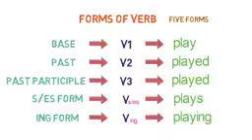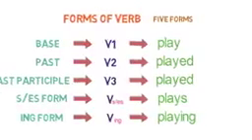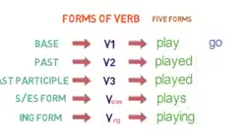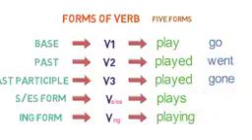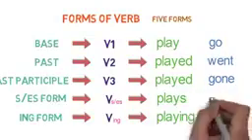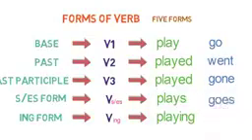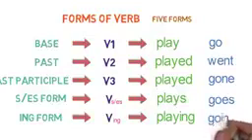Let's look into one more example. Go: in the base form, it is go. In the past form, it is went. In the past participle form, it is gone. In the S/ES form, it is goes. And in the ING form, it is going.